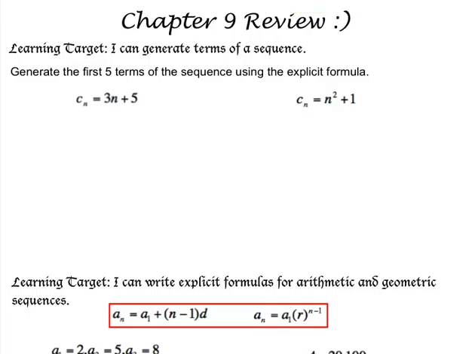All right, this is the Chapter 9 review for Algebra 2 semester final. The first learning target is I can generate terms of a sequence. Chapter 9 is all about sequences and series. And so a sequence is a list of terms and a series is a summation of a sequence.